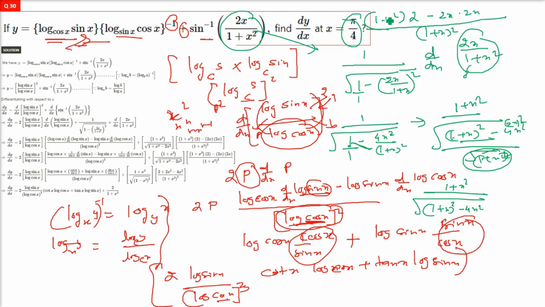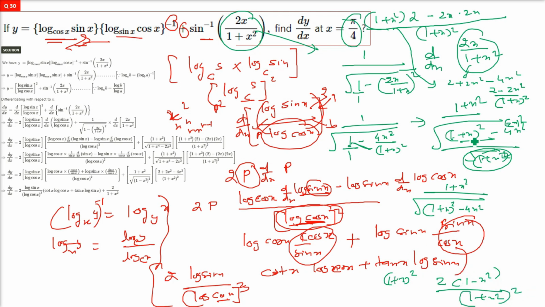So it is 2x. What did we get? It's 2(1 + x²) − 4x². There is a shortage of space I am having. So 2 + 2x² − 4x², you get 2 − 2x², and (1 + x²) is already there in the denominator, (1 + x²)². So (1 − x²)/(1 + x²). And what was there? (1 + x²)/(1 + x²)².